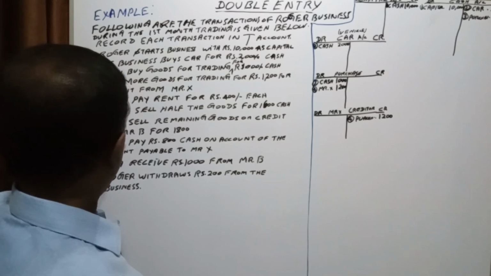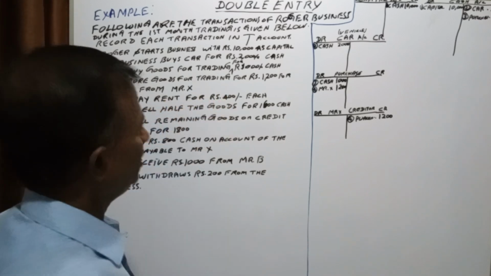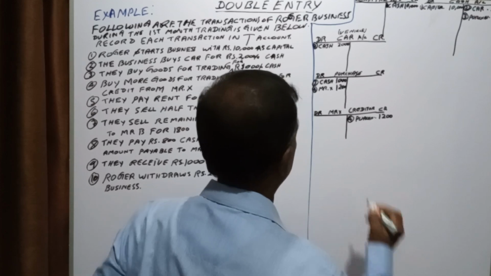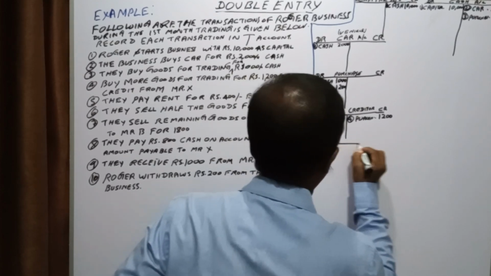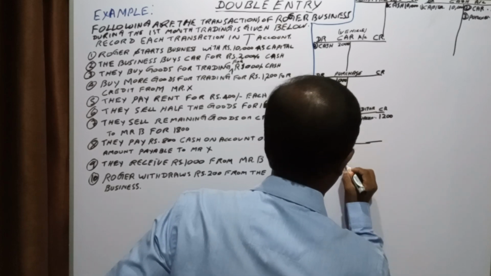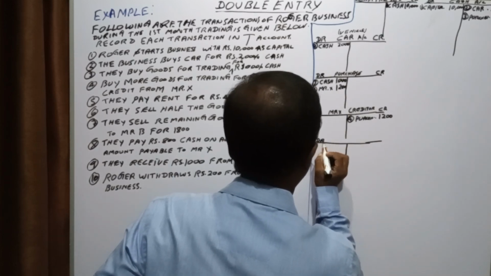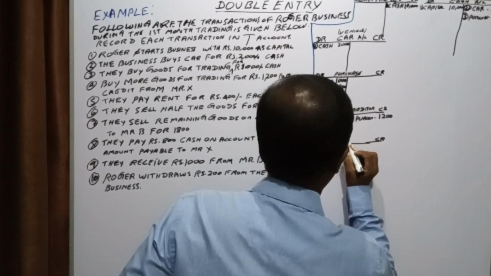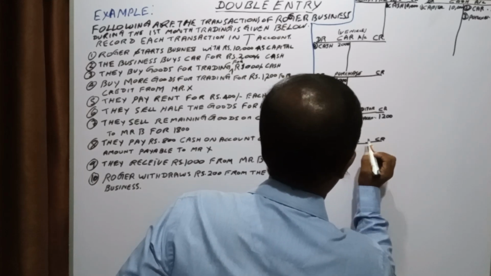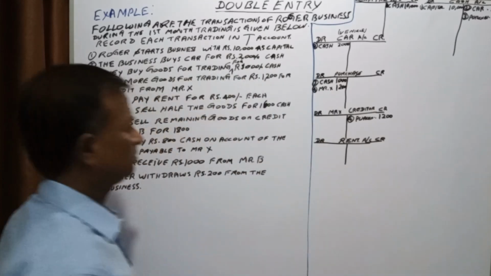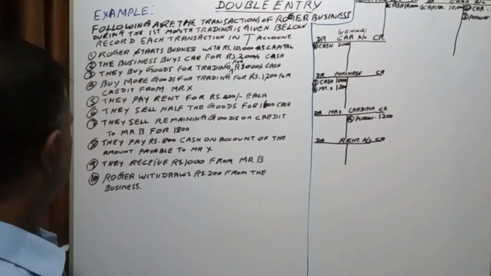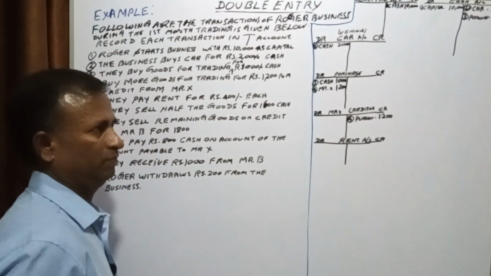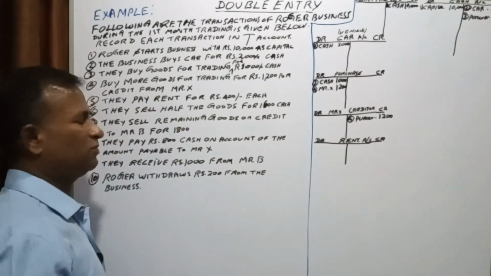Adjustment number 5 is they pay rent for 400 each. We have to open again a rent account. Okay, here we will open a rent account. Here this is debit and this is credit. This is called rent. What is the rent? Rent is the expense for the company. The rent is the expense for the entity.